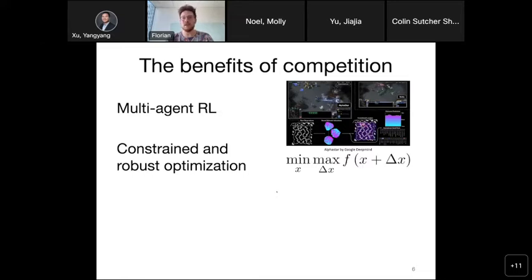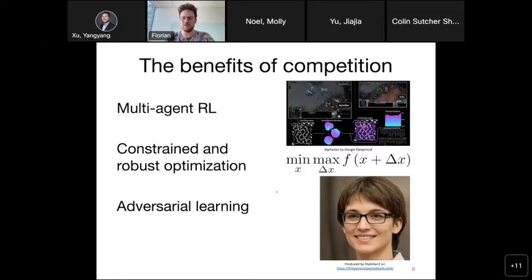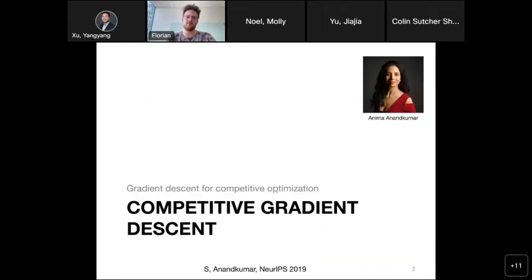However, there are also the very classical methods in constrained and robust optimization, where we think of a second player that models either a Lagrange multiplier that penalizes us for violating constraints, or a perturbation that penalizes us for lack of robustness. And finally, there has been a recent surge of interest in these types of methods due to the success of adversarial machine learning, in particular generative adversarial networks.